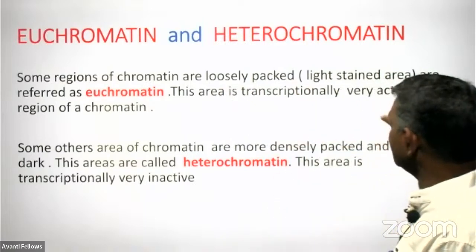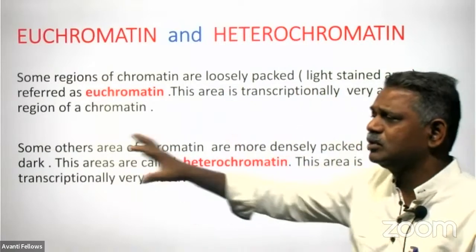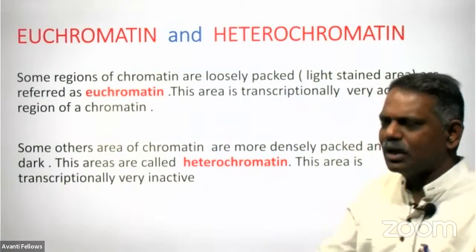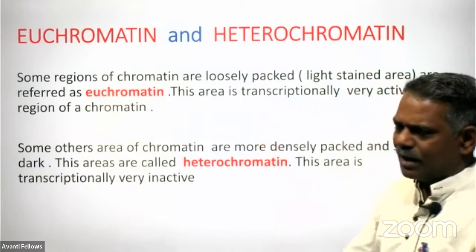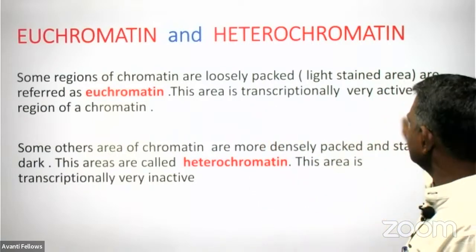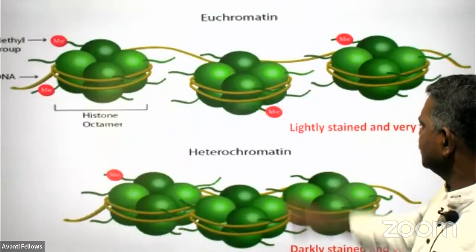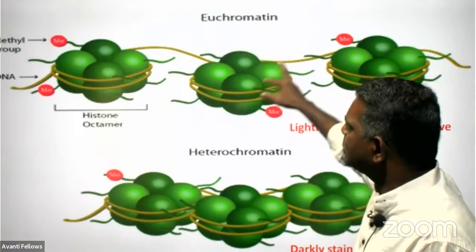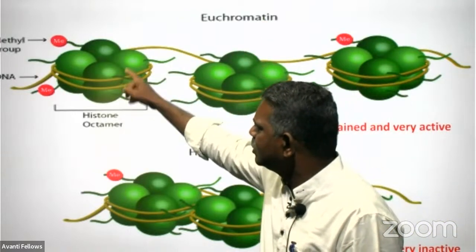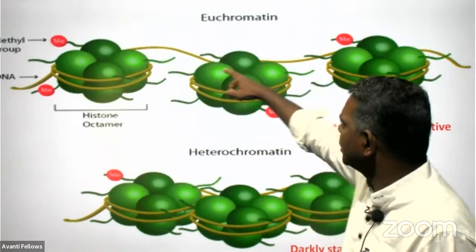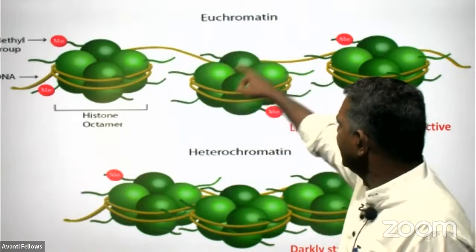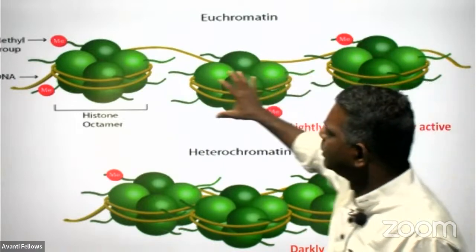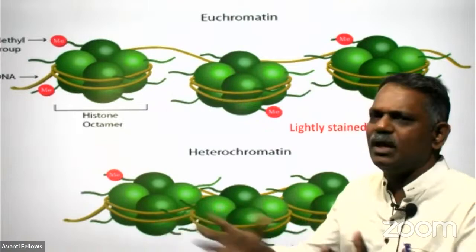Why is it transcriptionally very active? Because this area is able to produce RNA. This area of the chromatin is able to produce RNA because it is very loosely packed. You can see such an area here. It is the lightly stained area, called euchromatin, and this is the nucleosome and the octamer, and the connecting linker DNA. This yellow colored one we call DNA, and it is not very tightly packed, very loosely arranged.